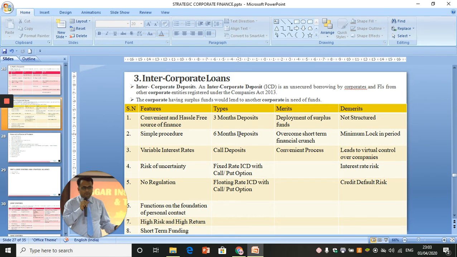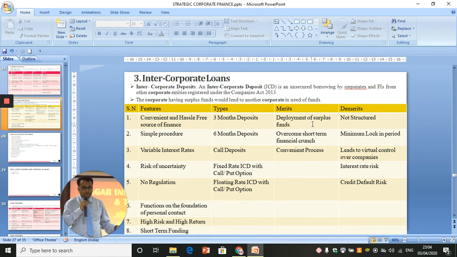Types are 3 month deposit, 6 month deposit, then call deposit. Call deposits are 15 days deposits. Then fixed rate intercorporate deposit with call and put options. Option to buy is call and option to sell is put. So an option can also be given that we are giving you this, but you have the option to buy or sell it. Then floating rate intercorporate deposit with call and put options. So these are the five types: 3 months, 6 months, 15 days, fixed rate ICD with call put option, and floating rate ICD with call put option.